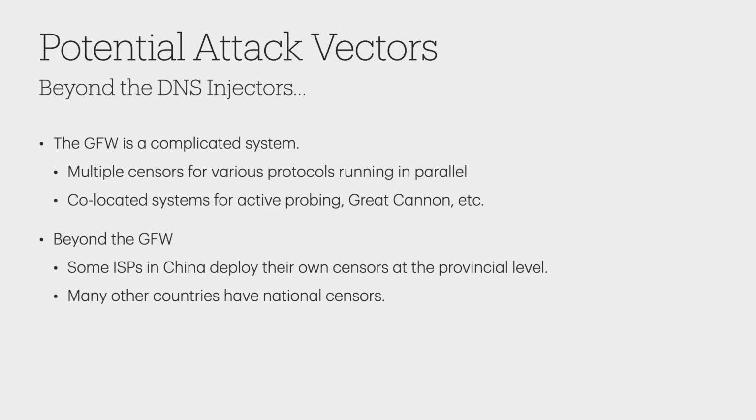Bleeding wall revealed a new attack surface. Even on-path sensors can be compromised due to implementation flaws. If we look at the big picture, the Great Firewall is a very complicated system. There are multiple sensors for different protocols and co-located systems for in-path censorship. It is possible that these sensors have their own vulnerabilities. Beyond the Great Firewall, there are various sensors inside China and over the world. Their potential attack vectors await further research.